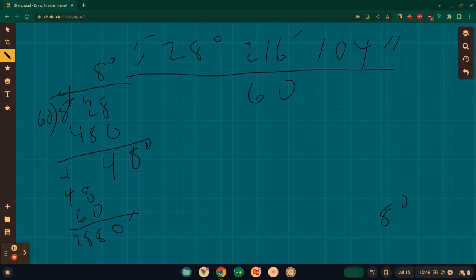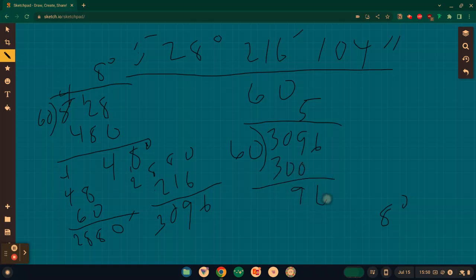216 plus 2,880 gives us 3,096 minutes. Then we can take 3,096 minutes and divide it by 60. This is going to give us the longitude time equivalent for minutes. 60 goes into 309 five times. 5 times 6 is 30, and we add that 0 here. So that's 300, and we end up with 96.